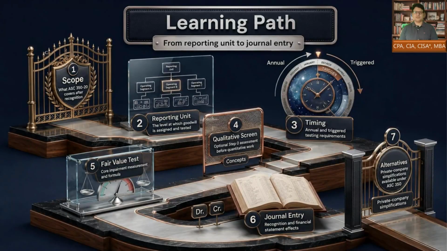Our learning path today moves from the reporting unit to the journal entry. Goodwill impairment is not just a debit and credit, it is a judgment process first. We will cover the scope of ASC 350, subtopic 20, identify the reporting unit, understand annual and triggered testing, use the optional qualitative screen, perform the fair value test, record the journal entry, and finally look at private company alternatives. The memory hook is simple. Goodwill impairment starts with evidence and ends with accounting.